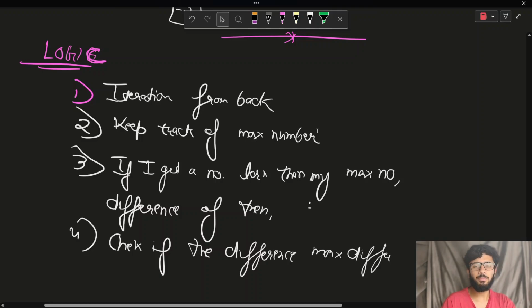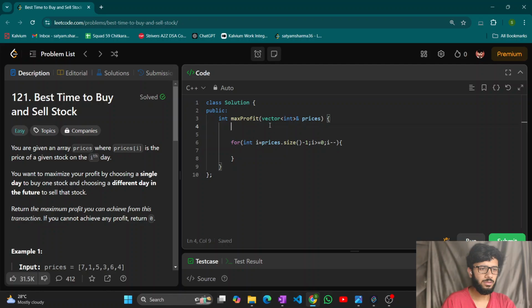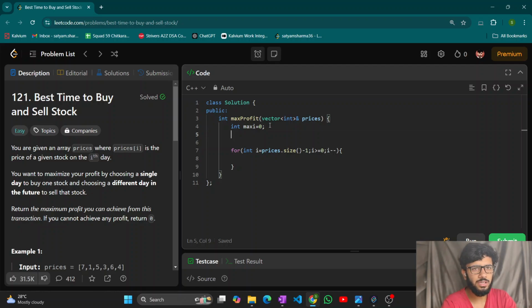Next we have to keep track of the maximum number. So I will write something like maxi, initializing it to 0. It is just to keep track of the maximum number. Then, instead of writing that last number again and again, I will write int present, which is the present number through which we are iterating, prices of i.